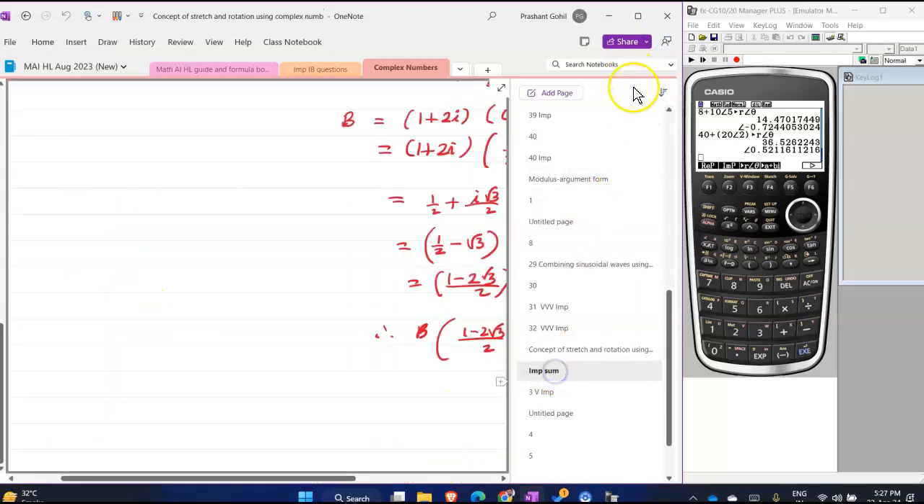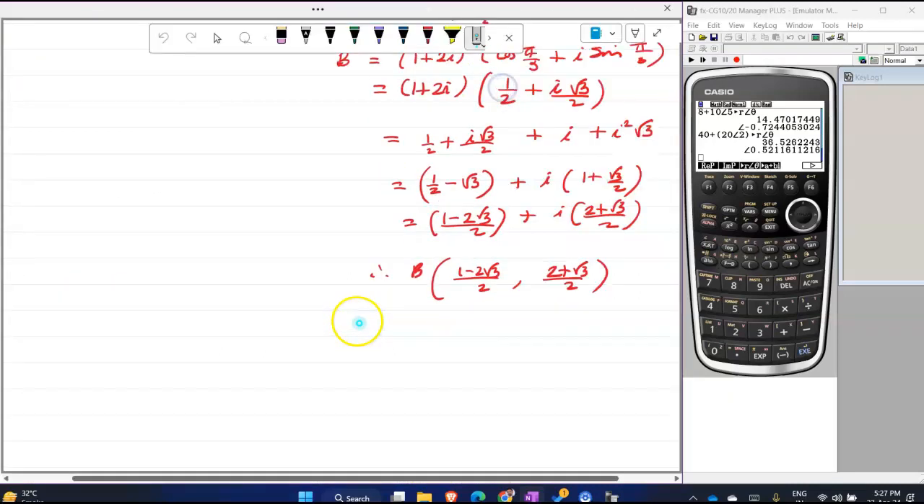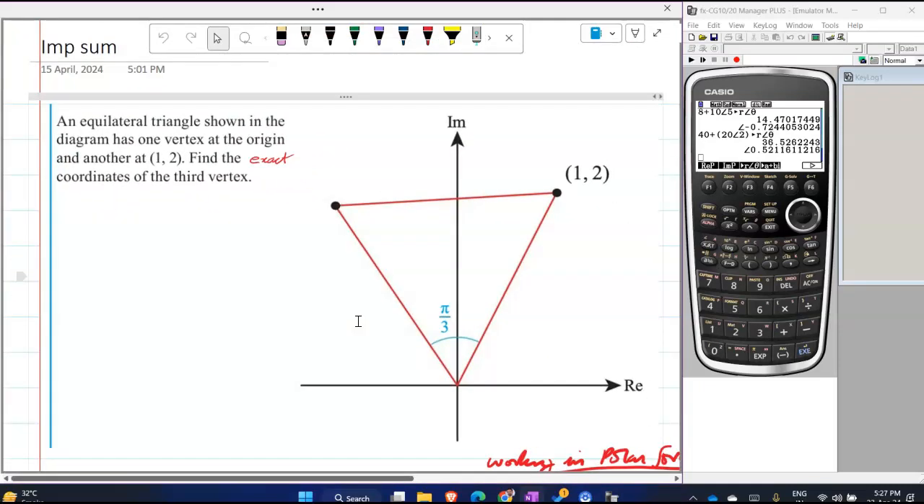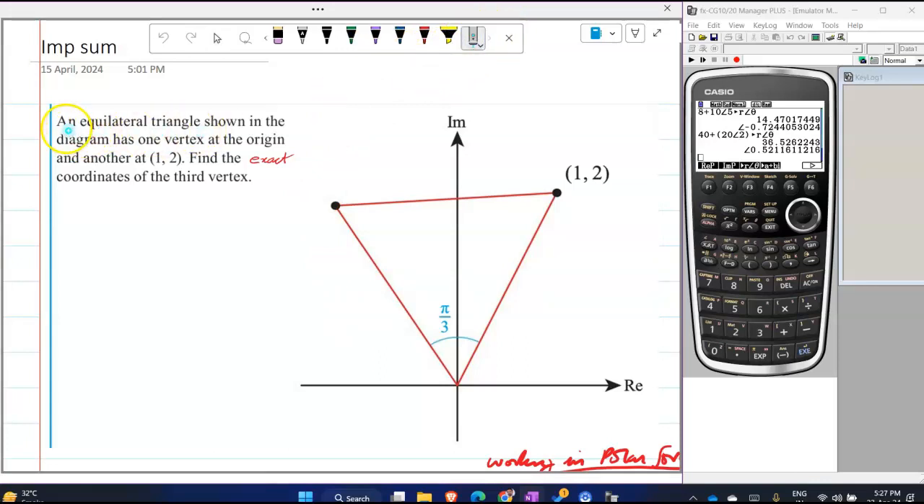Now what kind of sums appear? They'll ask you like this. This is one of the examples. They have said that an equilateral triangle has one vertex at the origin. You can see that one vertex is at the origin, and another vertex is at 1, 2. So this is O, this is A. The vertex A is given. Find the exact coordinates, without a calculator, of the third vertex. Meaning you have to find the exact coordinates of B.